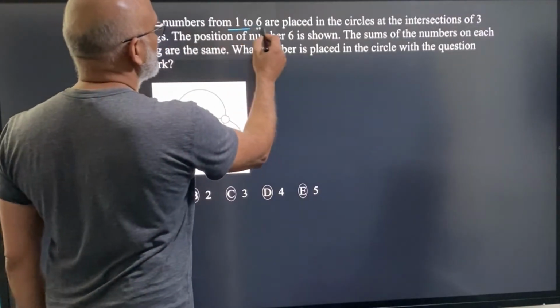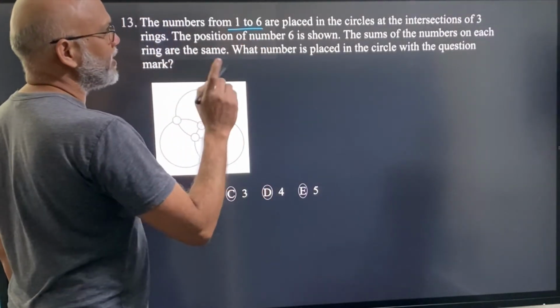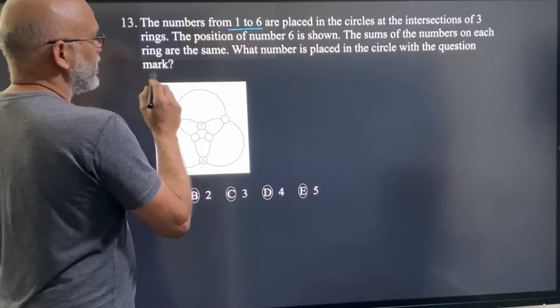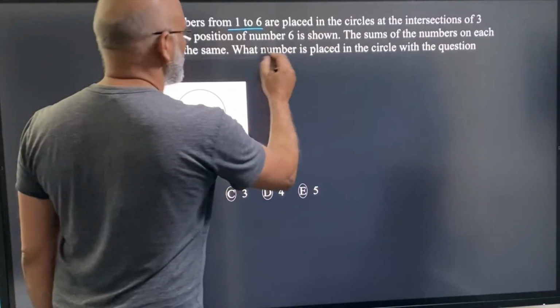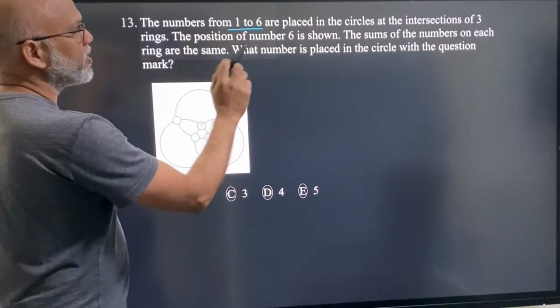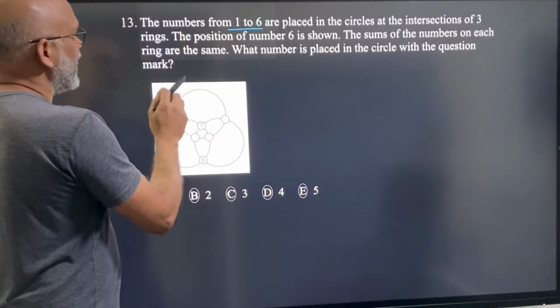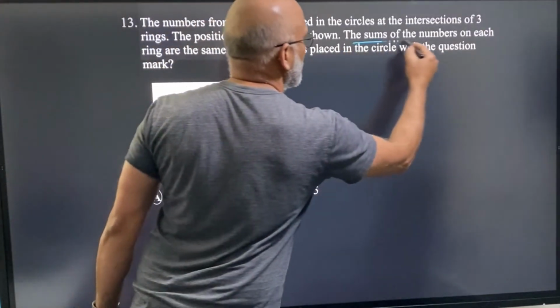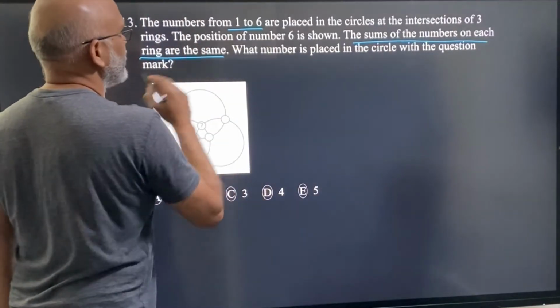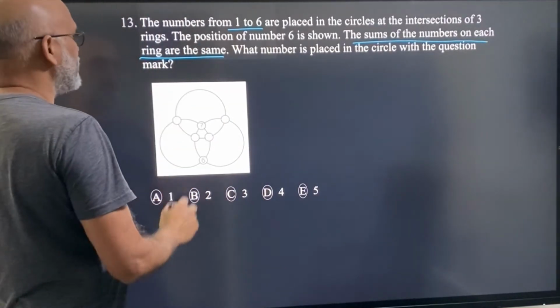The numbers from 1 to 6 are placed in the circles at the intersection of 3 rings, like so. The position of number 6 is shown. 6 is here. The sums of the numbers on each ring are the same. What number is placed in the circle with the question mark?